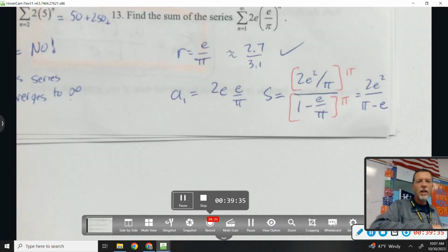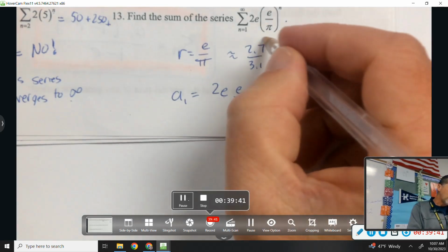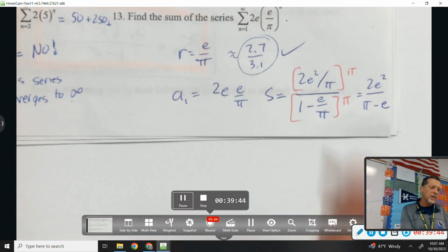All right, so number 13 has got some weird numbers in it, but it works. The main thing was checking that e over pi is less than 1, so that we're good to use it.